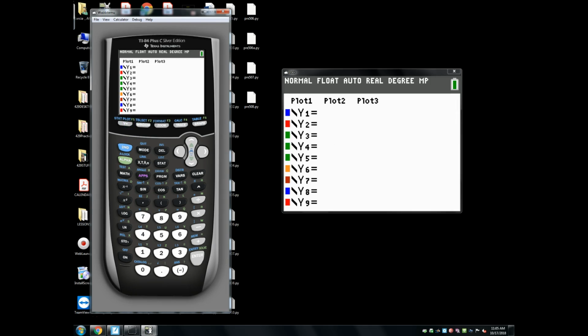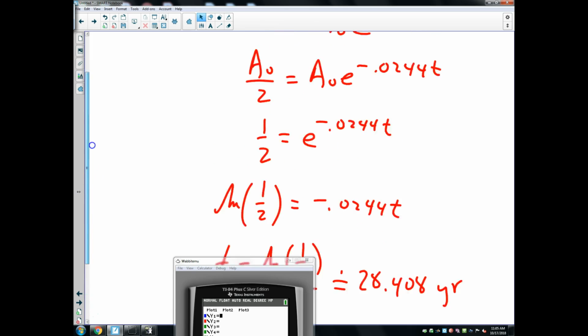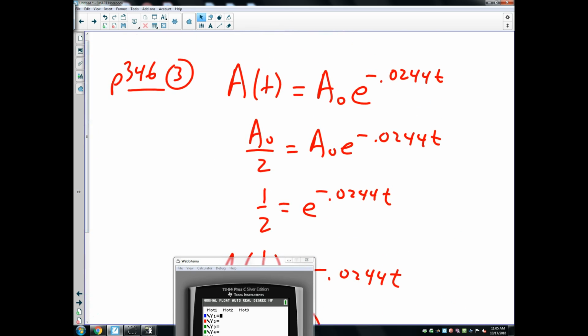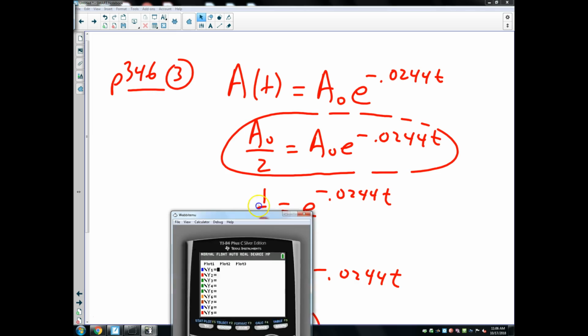So let's graph. What were we solving? Well, we were solving this. How are you going to do this graphically? Well, in Y1 and Y2, you have to have a certain number here for A0. And again, notice it canceled out, so it doesn't matter what it is. So what if I make A0 100 and A0 over 2 50 and graph that?